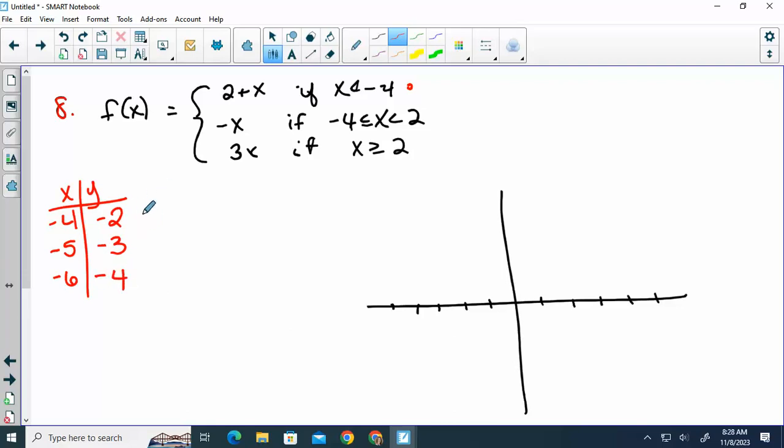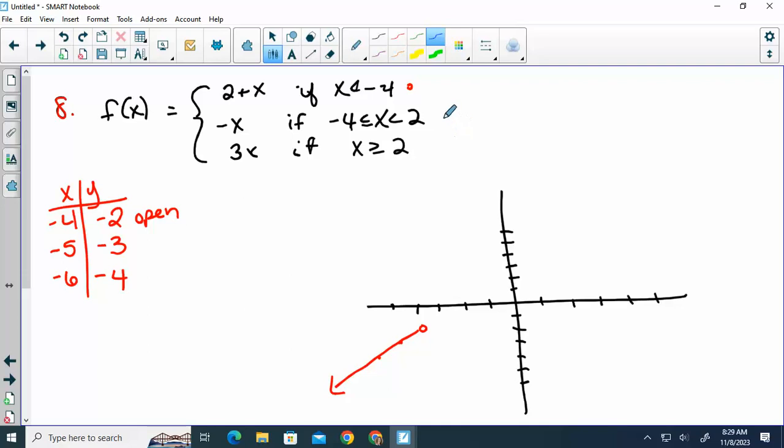Okay, the negative 4 we did not have an equal to, so that will be open. That does not mean every point you plot here is open. It's just that first one. So negative 4, negative 2 is an open circle. Negative 5, negative 3, negative 6, negative 4. So that piece looks like this.